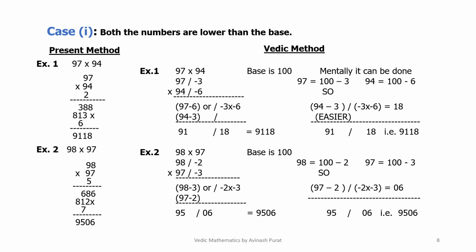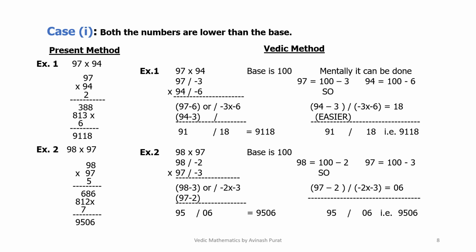9118. The second example is 98 into 97. 97 multiplied by 8 is 56, 5 is taken on the left, 7 multiplied by 9 is 63 plus 5 is 68, so 686. Then multiplication by 9: 9 times 8 is 72, 2 is written down and 7 is taken on the left, 9 times 9 is 81 plus 7, so the total answer is 9506.